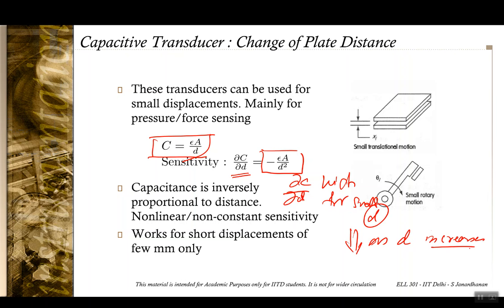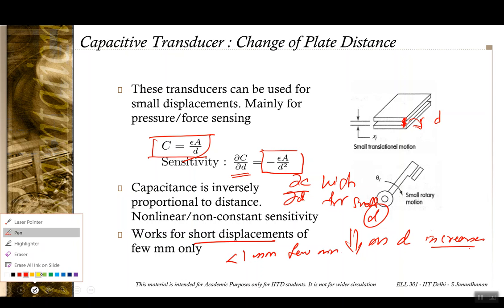Okay, so when you have a small plate distance, a minute change in the separation of these plates is going to cause quite a significant change in the capacitance, and hence that can be detected very well. So that's why this is really good for small displacement, from less than 1 mm to a few millimeters. Okay, but there is a downside also.